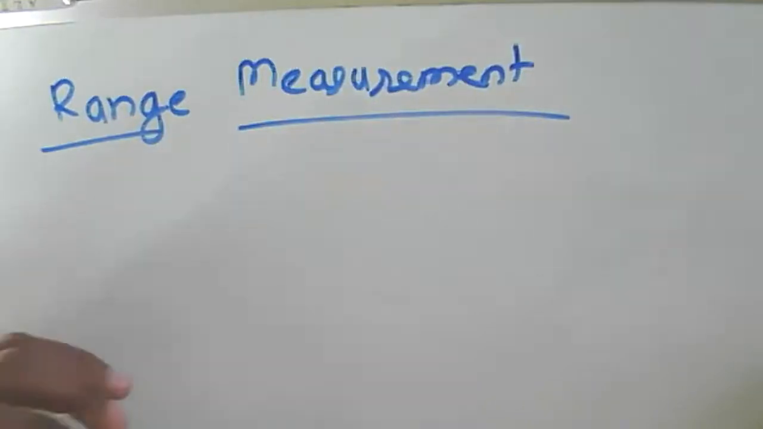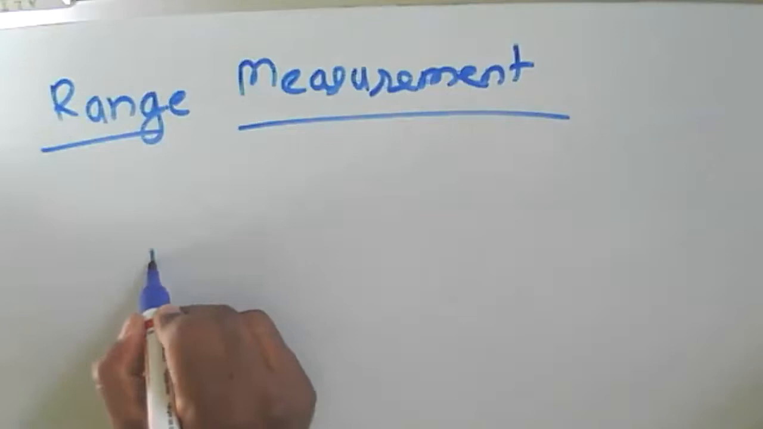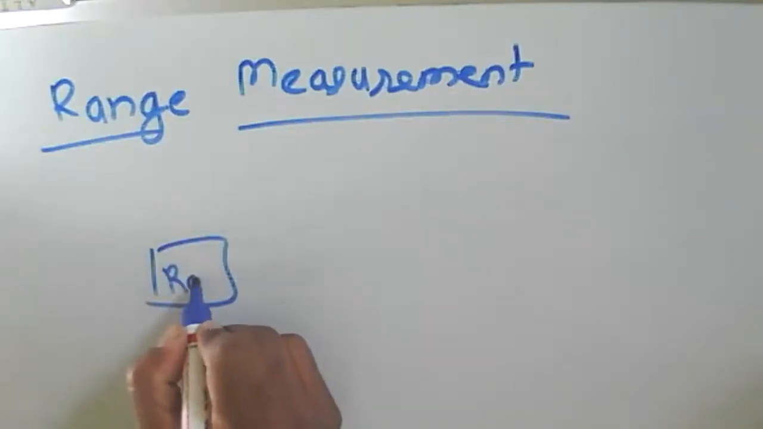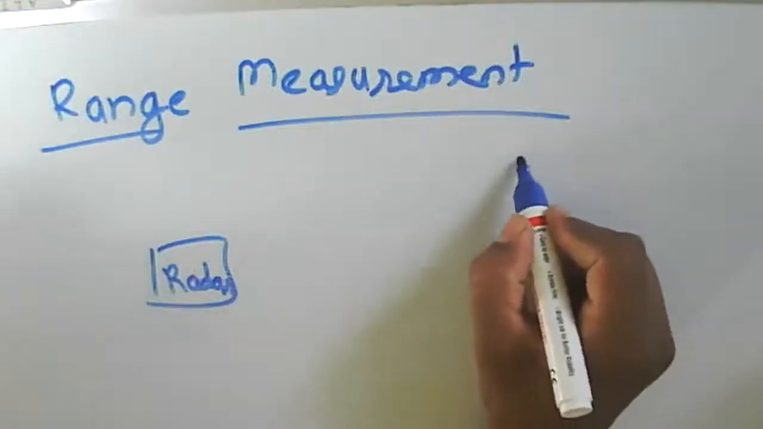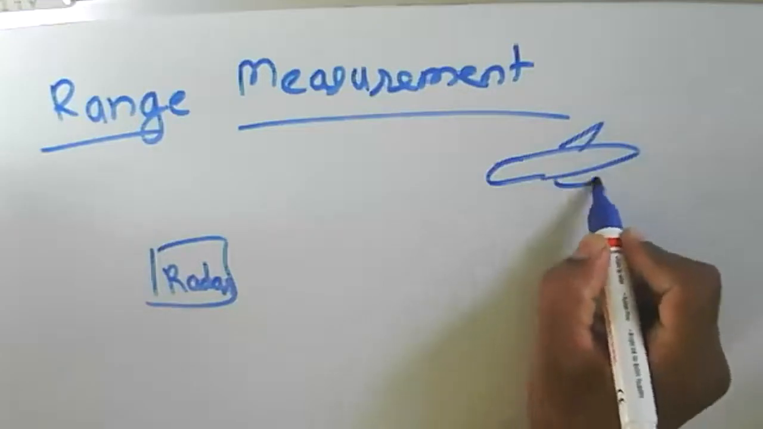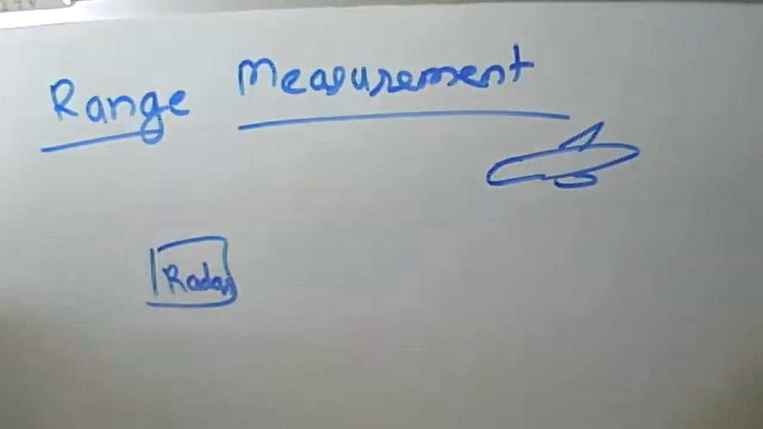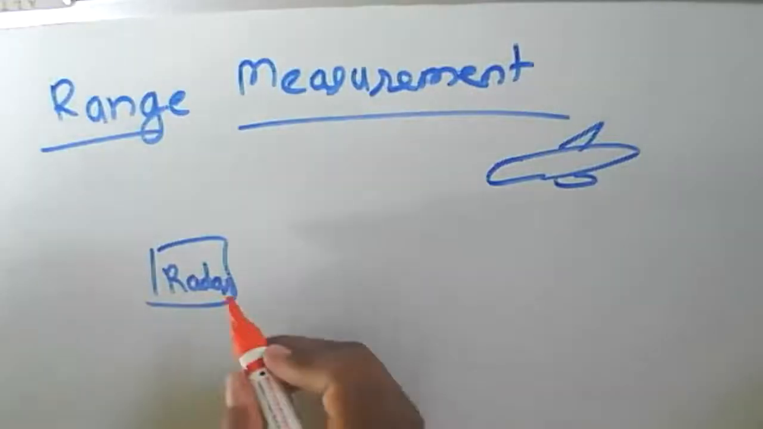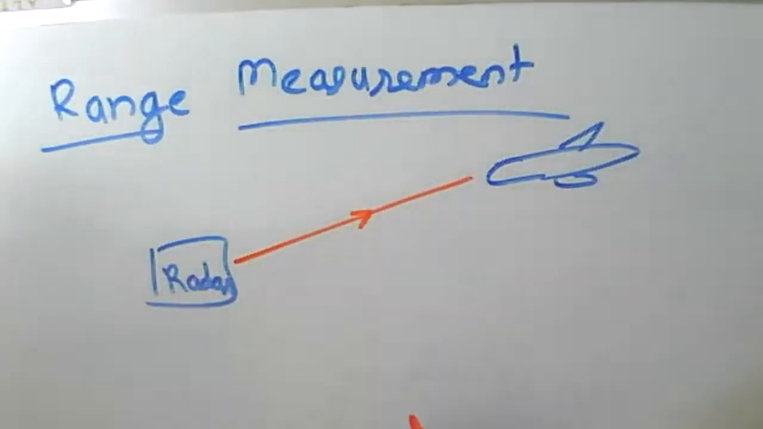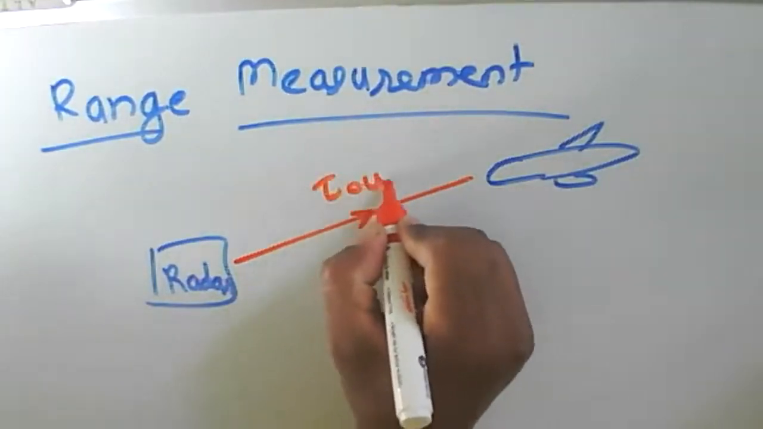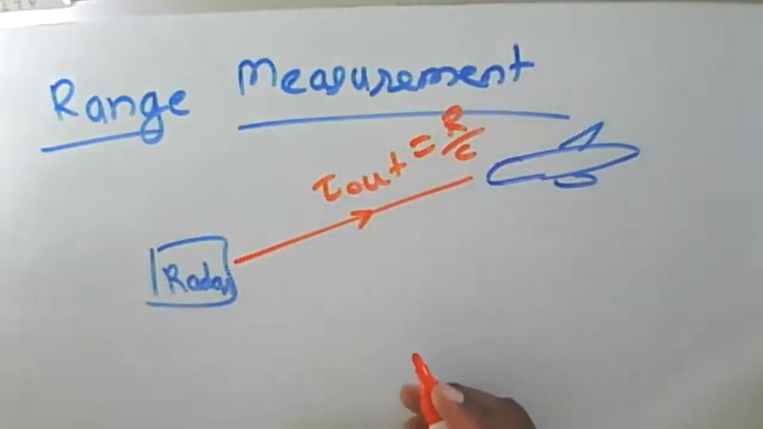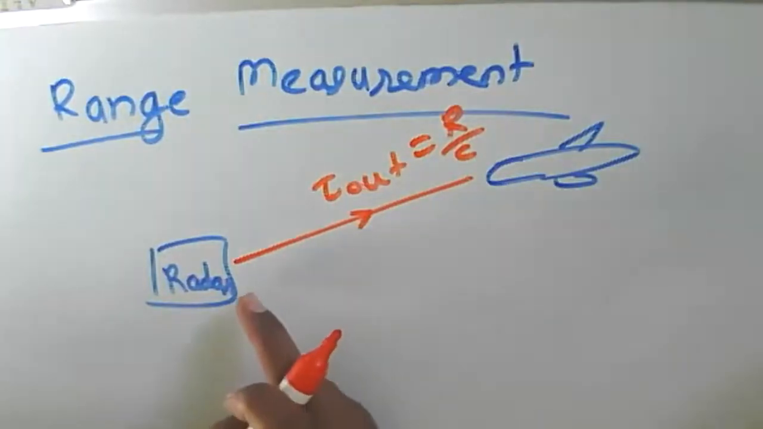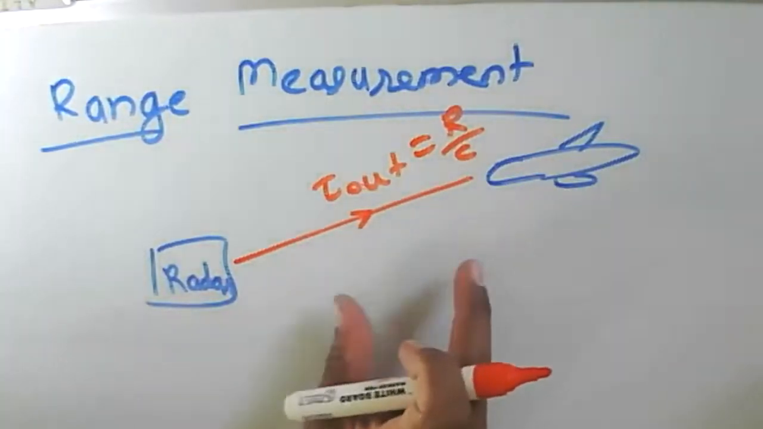In a radar measurement, we send the signal from the device. Say we have a radar here, and we are sending the pulse to the object. So this is our object here, and to the object we send one particular transmitting pulse. That is T out, and T out will be equal to R by C. R is the distance from the radar to the target, or the object.